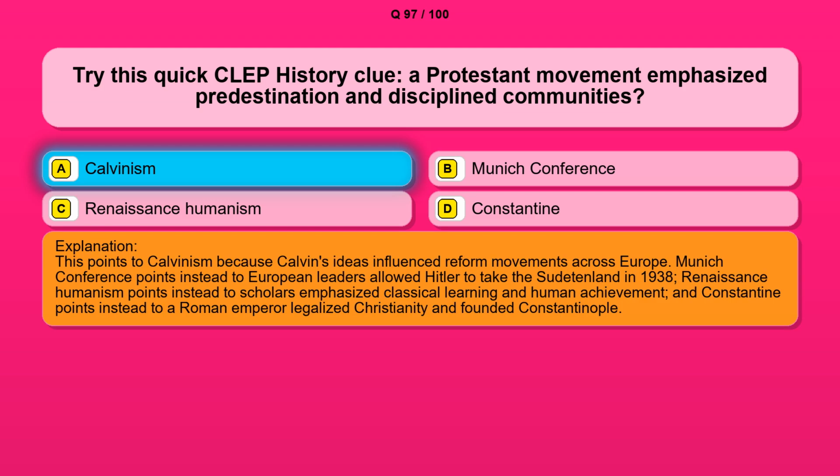This points to Calvinism because Calvin's ideas influenced reform movements across Europe. Munich Conference points instead to European leaders allowed Hitler to take the Sudetenland in 1938. Renaissance humanism points instead to scholars emphasized classical learning and human achievement, and Constantine points instead to a Roman emperor legalized Christianity and founded Constantinople.